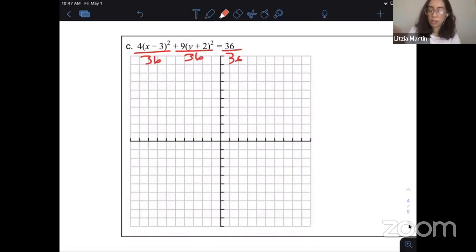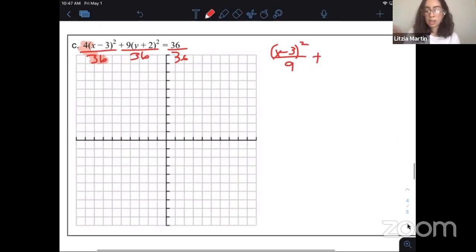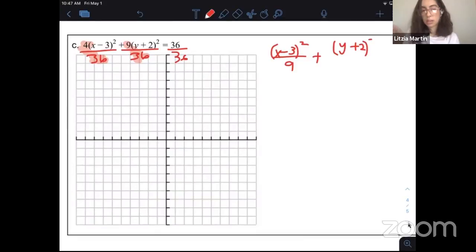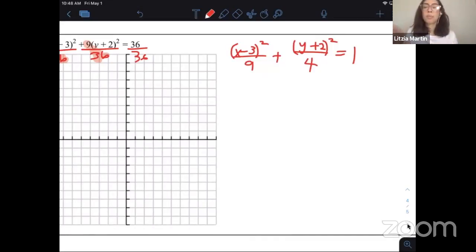So over in this first part here, 4 divided by 36 will simplify to 1/9. So we have (x minus 3) squared divided by 9. And then this next fraction, 9 over 36, simplifies to 1/4. So we're left with (y plus 2) squared divided by 4 equals 1. So now this is in standard form because we have the 1 on the right-hand side.